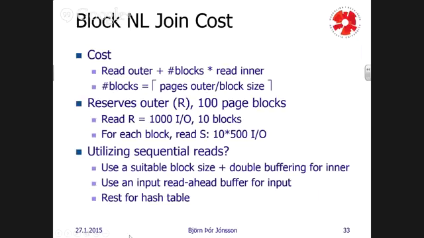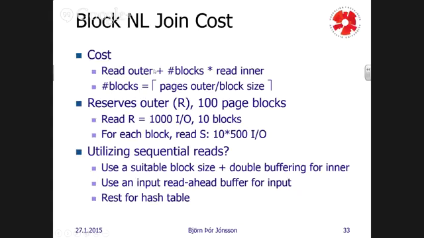So this is the cost of the block nested loops join. It gets a little bit complicated because we have to calculate the number of blocks, which is basically how many pages can we allocate. Here is the block size and then pages of the relation, and that gives you the number of blocks. Not hard. And then you read the outer, and you need basically to read the inner file the number of blocks times.